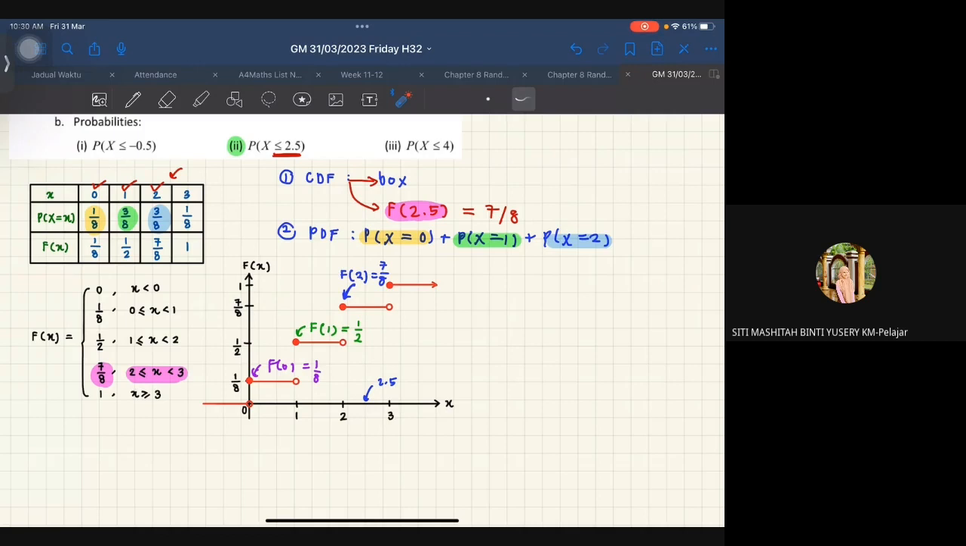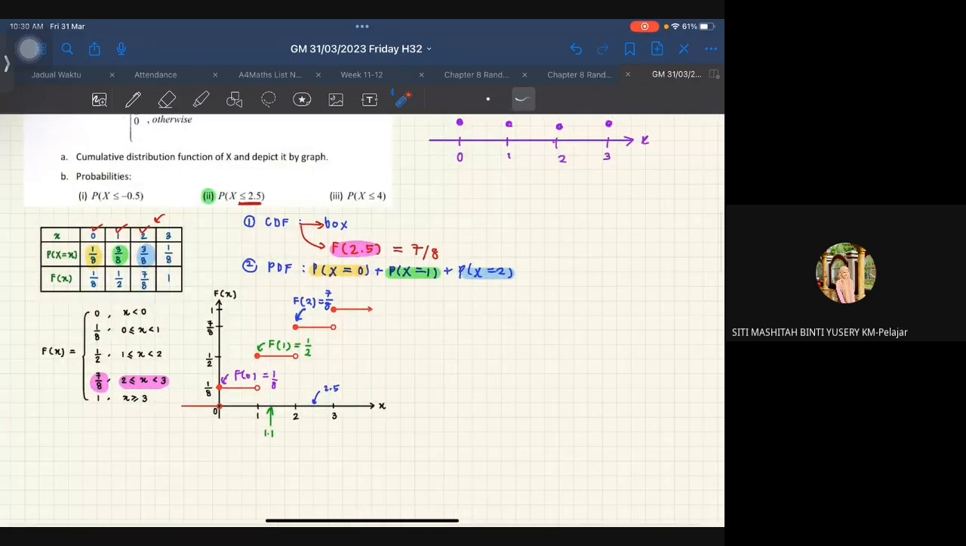Boleh faham ke? Okay, so saya bagi contoh lain. Awak tengok dekat graph sahaja. My next example is find the value for F besar 1.1. 1/2, exactly. Sebab 1.1 duduk dekat sini. So kita punya probability is 1/2. Good job.